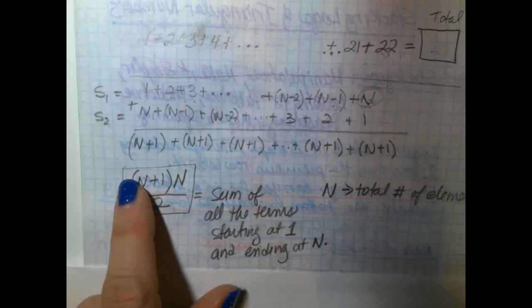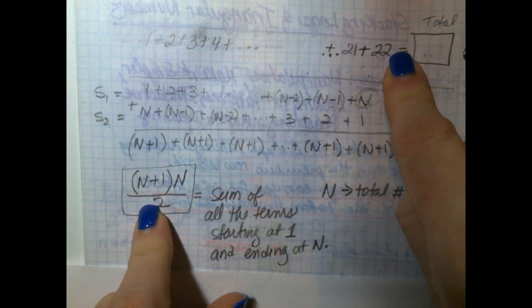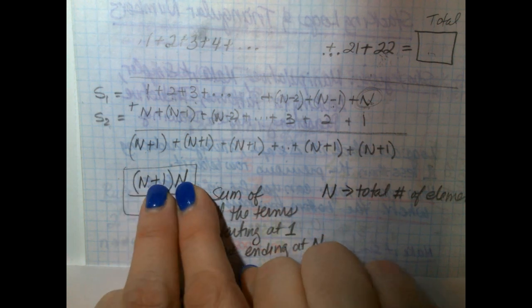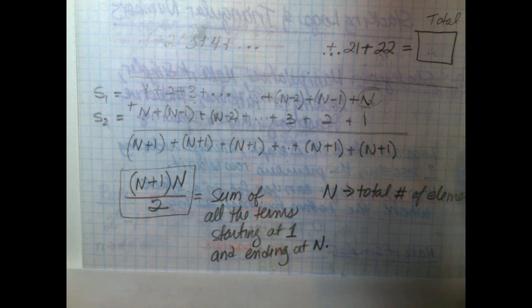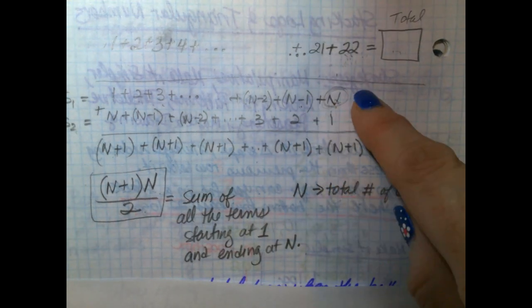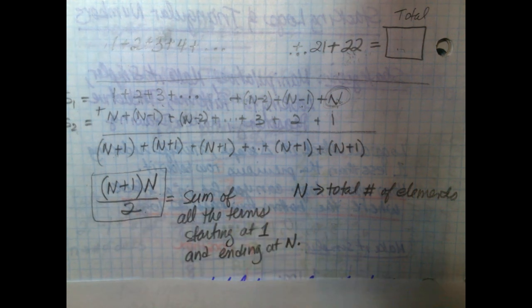So what are we going to do? We're going to divide it by 2, right? Kind of what we did. We did 22. In our way, we first divided by 2, and then we multiplied by the sum, right? But this will be the generic formula for it, where n is the total number of elements in the sequence, and n plus 1 times n divided by 2 is the sum of all the terms starting at 1 and ending at n.